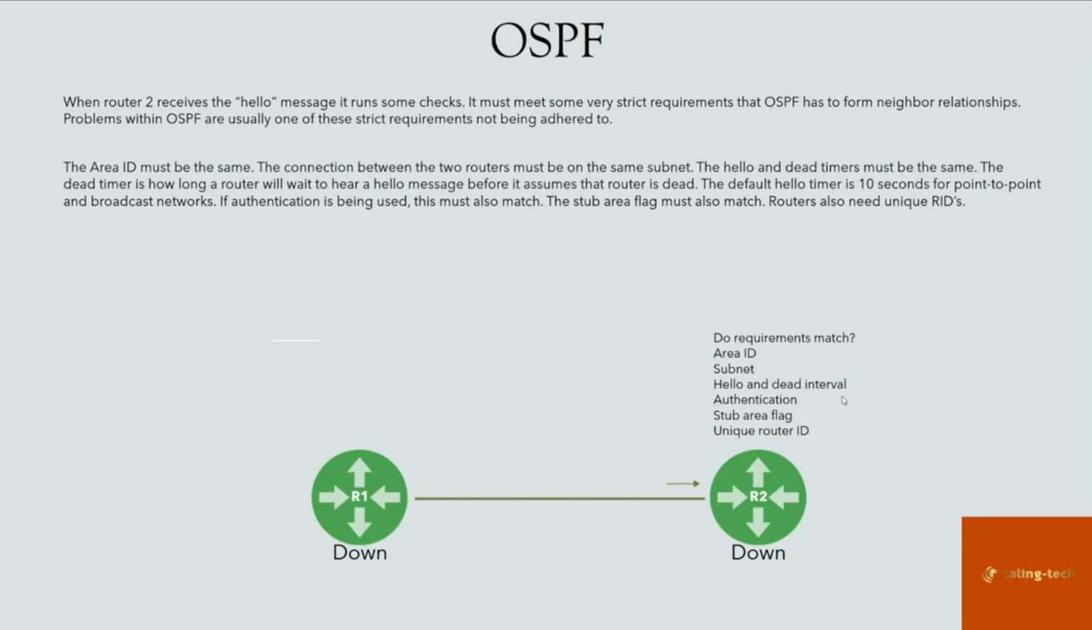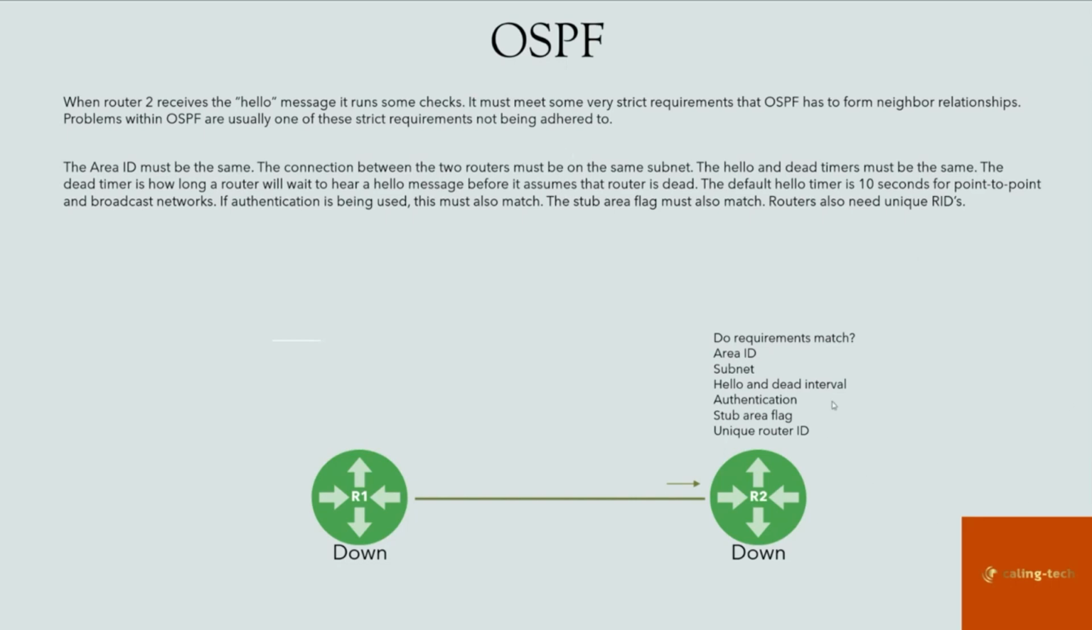The dead timer is basically a specified time that you can manually set, that router 2 will look for a hello packet from router 1, and if it doesn't see it within that time limit, it states router 1 is down, or at least the link to router 1 is down. It can't see it anymore. The hello timer is 10 seconds, so the dead timer will obviously have to be above that hello timer.